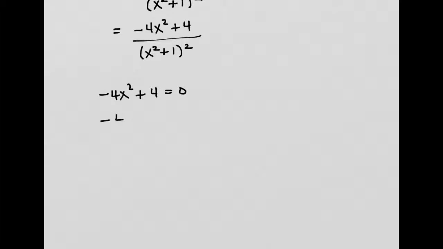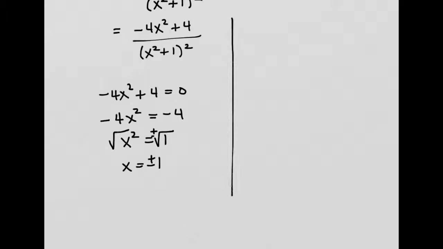And I could use factoring, but in this case I think it's easier just to subtract the 4 over, divide, then I have x squared equals 1, and that gives me x equals plus or minus 1. Just remember to use the plus or minus when you take the square root here. I think that's the quicker way to go. So now I have these values 1 and negative 1.